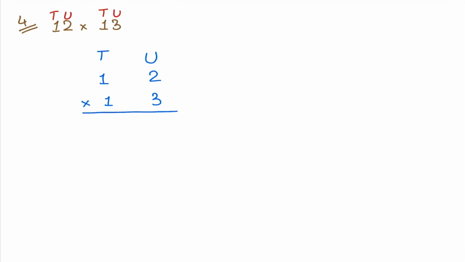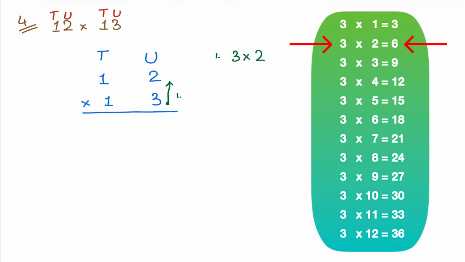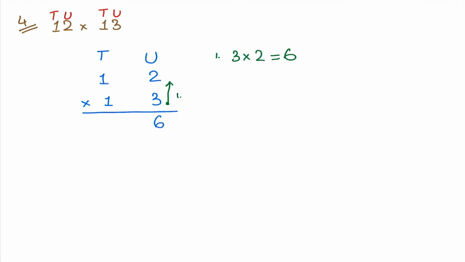We will multiply it. So the first thing that we will do is we will multiply the units digit on the bottom number with the units digit on top. So this is 3 times 2. 3 times 2 is 6. So we have 6 here. Next, you will multiply the unit digit at the bottom with the tens digit at the top. Okay? So we have 3 times 1 is equal to 3. So we have 3 here.